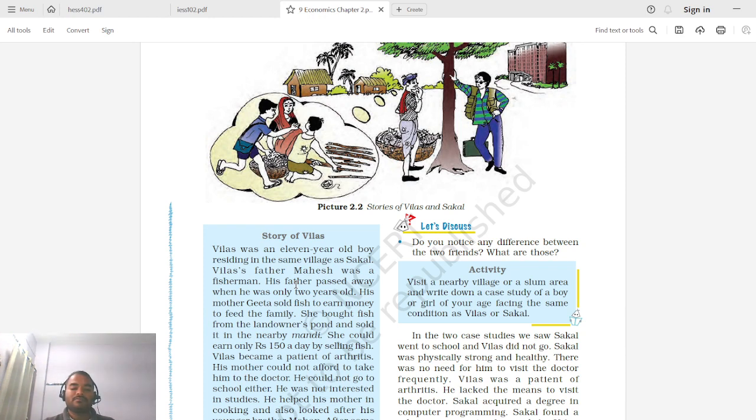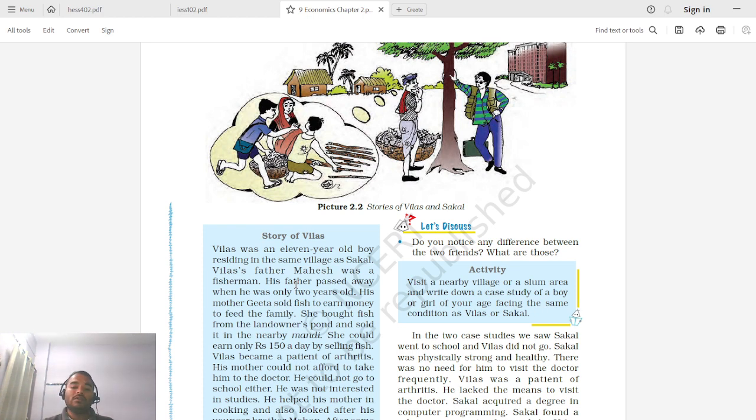Sakal's parents always believed in education. They wanted their child to get a better education, whereas Vilas' parents would have hoped that their child could study, but the child himself was not interested in getting an education. Sakal got admission in a school where he performed well. He cleared his secondary exams. Then his father took a loan.